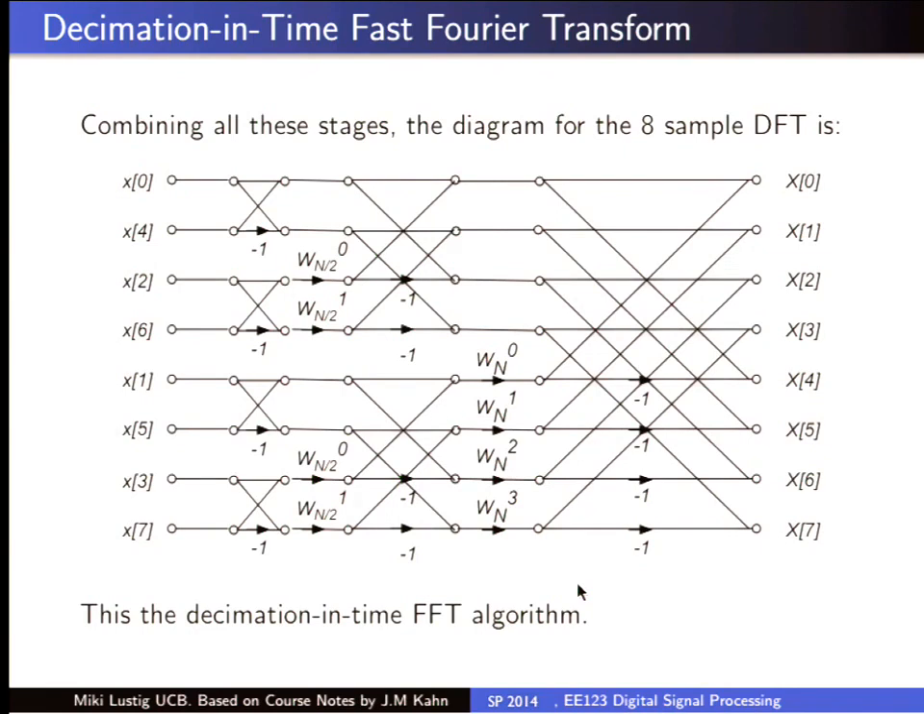Let's put it all together. Look at this. Beautiful. It's really simple. Think of the operations. You take x0 and x4, and you do this butterfly. Add, subtract. That's it. And then you reach here, right? You add, subtract. That's it. You take x2 and x6, you add, subtract, and then multiply both of them by w sub n over 2. And then you add here. You take x1 and x5, add, subtract. You take x3 and x7, add, subtract. And then multiply by this factor.